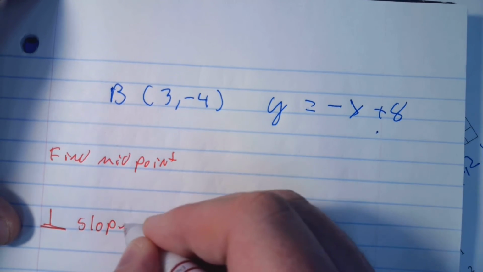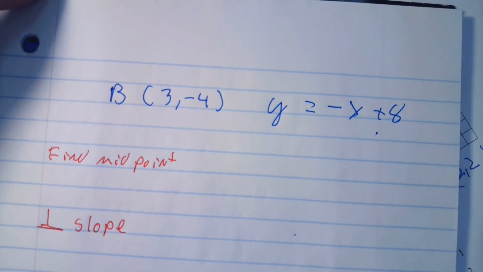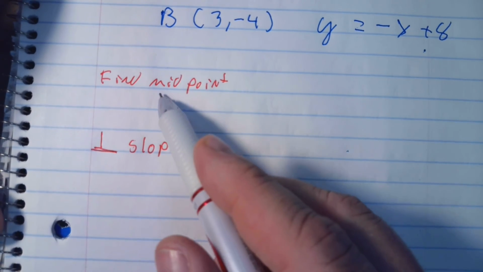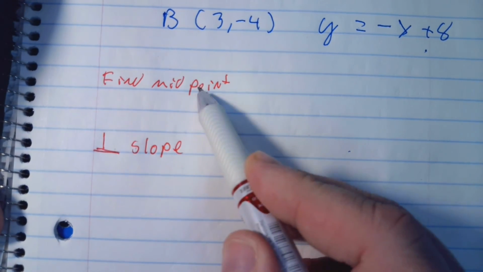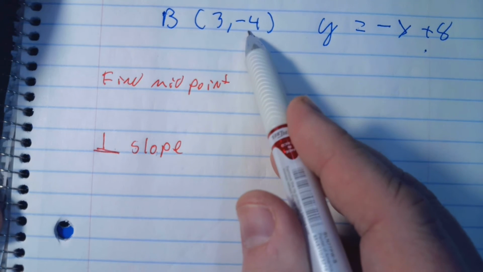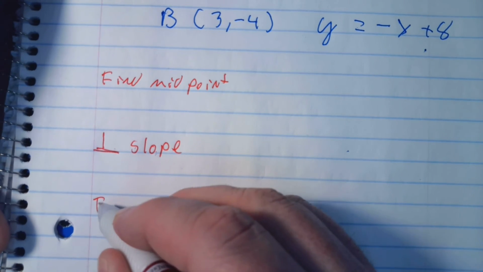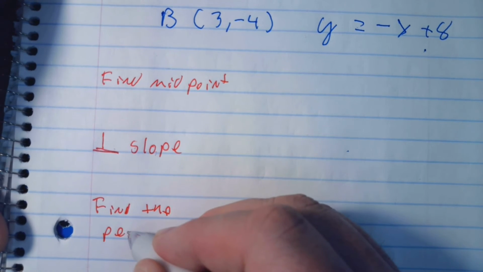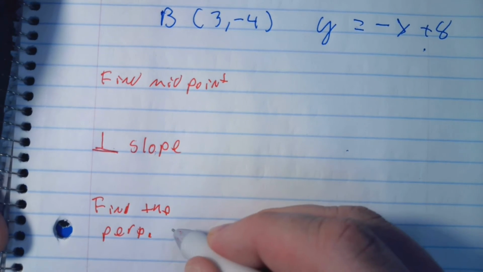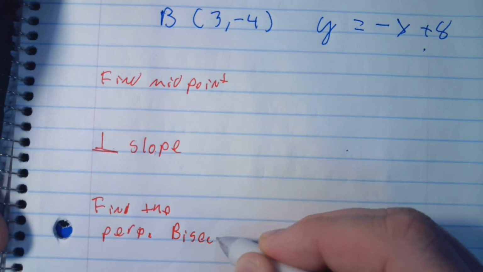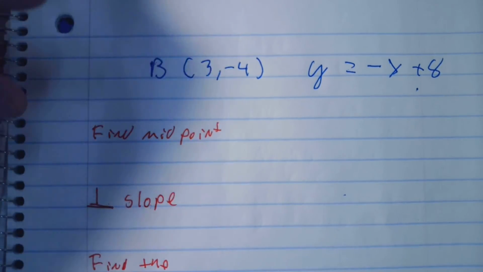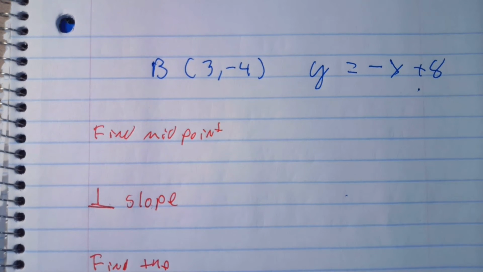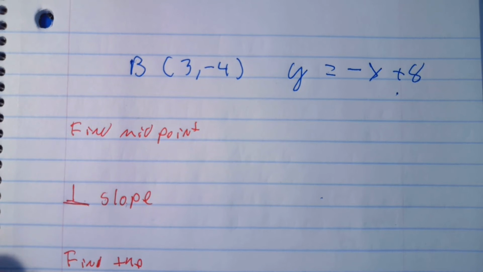That should be easy. Third thing we need to do, once we have the midpoint, we have the slope, we need to find the perpendicular bisector. Okay, so go ahead and try that, and I'll slowly be behind you so we can find all that kind of stuff. So we got to find the midpoint.